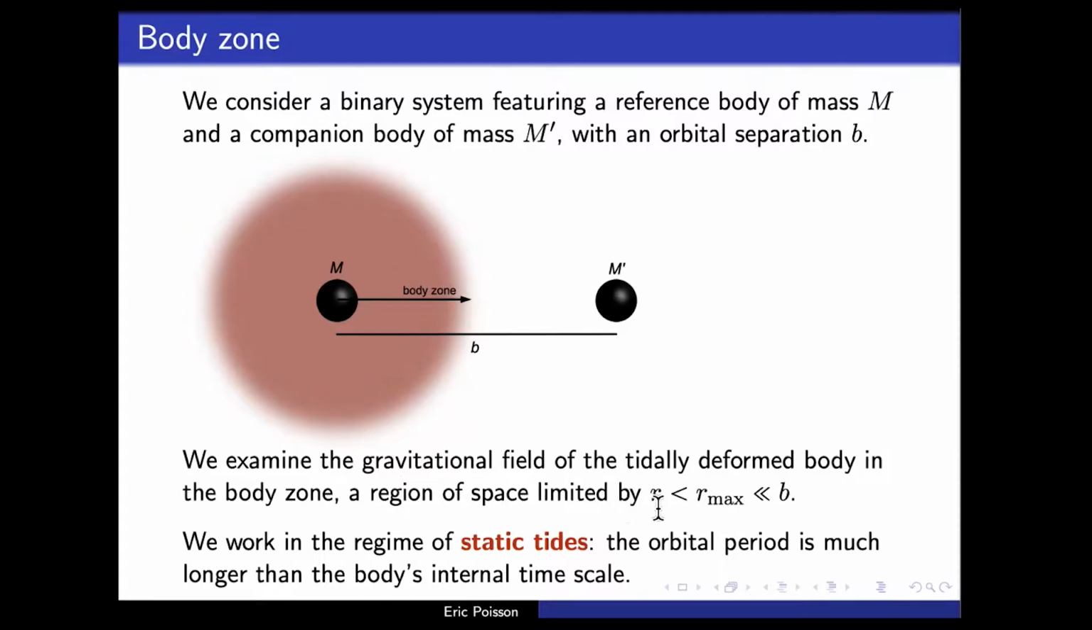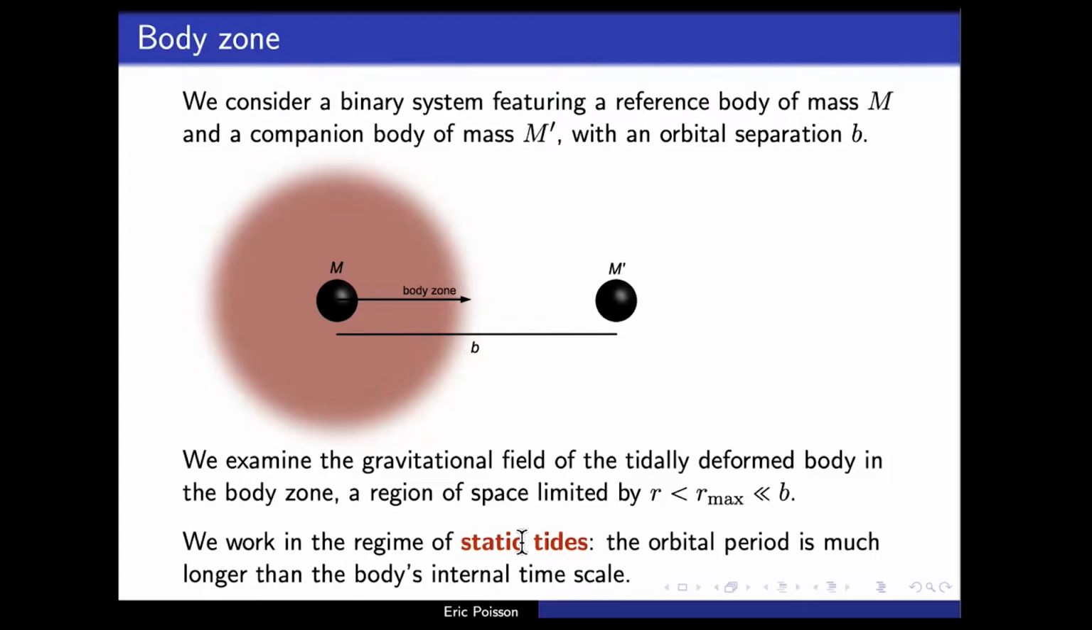So as I said, the body zone is defined to be the region around the reference body up to a certain maximum distance that's assumed to be small compared to the orbital separation. One thing that I will also assume is that the orbital motion is fairly slow. The separation of scales is implied by the fact that I'm assuming that the orbital separation is large enough so that the orbital motion is fairly slow. I'm not necessarily assuming that it has to be very slow compared with the speed of light, for example, but that's an assumption that will come in later.